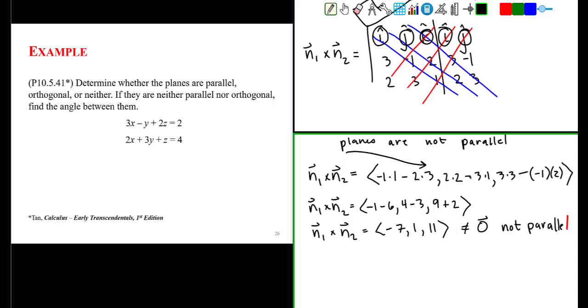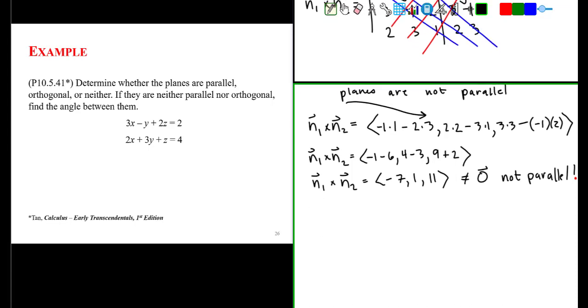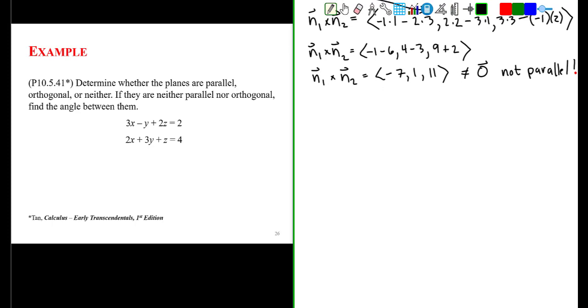So we have just used the cross product to show that the planes are not parallel. So now let's figure out if the planes are orthogonal. If two planes are orthogonal, and let's just illustrate two orthogonal planes. This is plane 1, and here is plane 2.